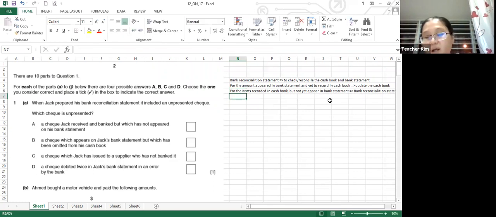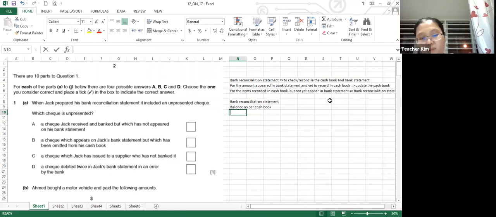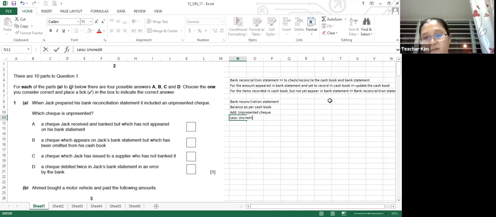Okay. The presentation for the bank reconciliation statement has two types. We can start from the balance as per cash book. If we start from the cash book, we have to add unpresented check and then less uncredited amount. So this is a format, like a formula that you need to memorize. Plus, you get your balance as per bank.